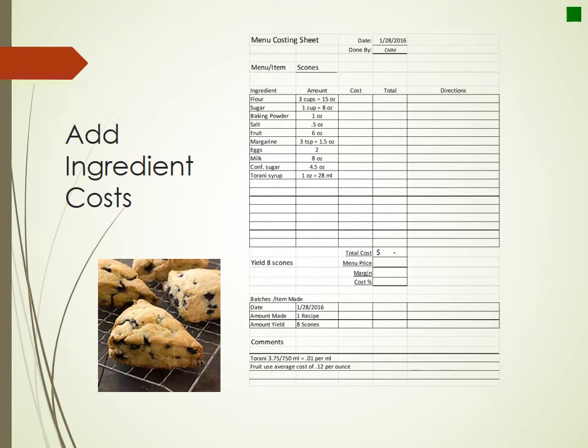Flour is 1 cent an ounce. Sugar is 3 cents an ounce. Baking powder is 9 cents an ounce. Find all of the prices and enter them into the cost section. Where you can, state your ingredients in ounces so you can do the math easily.